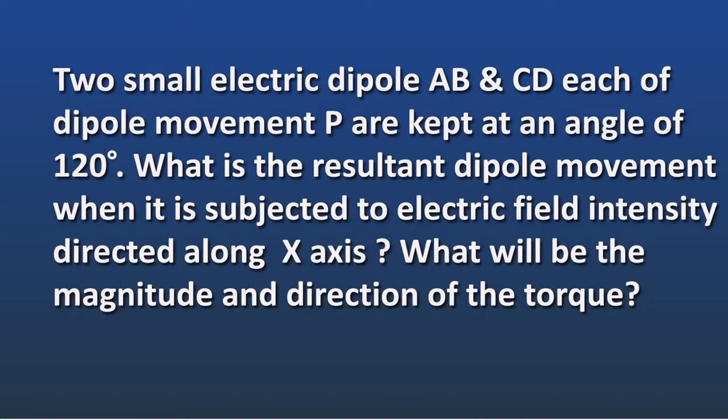Two small electric dipoles AB and CD, each of dipole moment P, are kept at an angle of 120 degrees. What is the resultant dipole moment when it is subjected to an electric field intensity directed along the x-axis? What will be the magnitude and the direction of the torque?